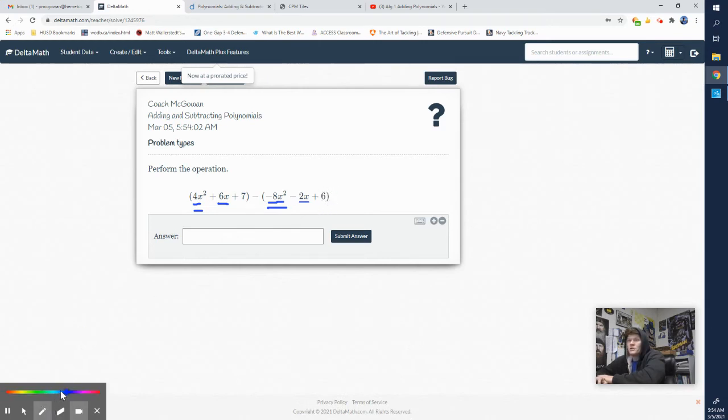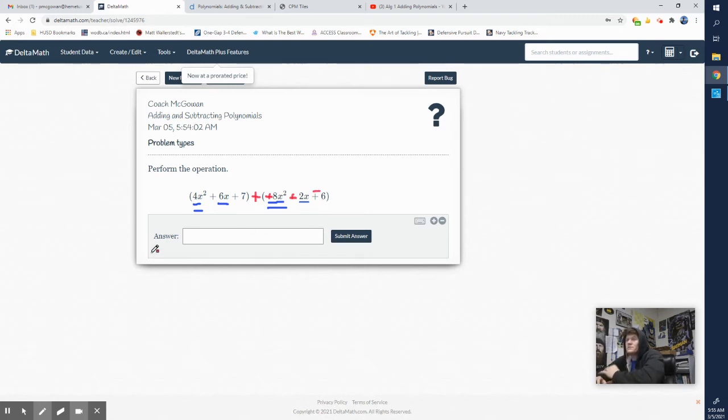Now, I want to change the colors because the other thing we have to do is change the signs of the polynomial that comes after the subtraction. The reason we do that, guys, is this subtraction is the same thing as distributing a negative 1 to everything back here. So I could change this now to plus by changing all of these signs. So this is now a plus 8x squared, a plus 2x, and a minus 6.